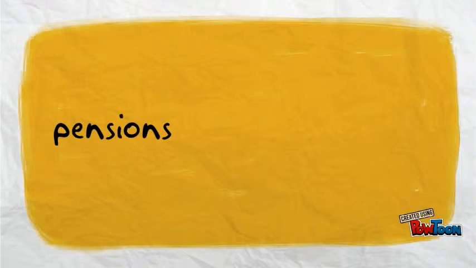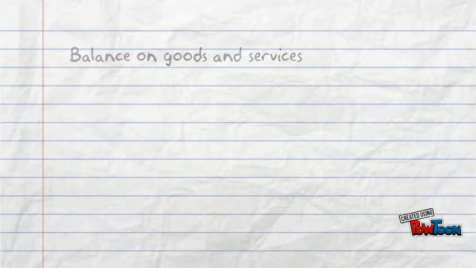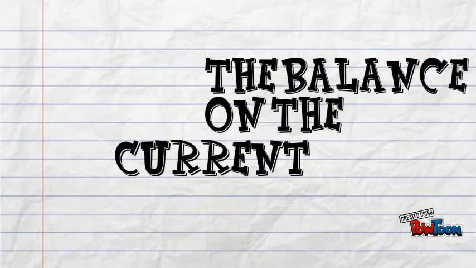Pensions paid to citizens living abroad, and remittances by immigrants to relatives living abroad. For example, the remittances of the diaspora of Kosovo. By adding all the transactions in the current account, including those of the balance of goods and services, those on net investment income, and those on net transfers, they give us together the balance on the current account.